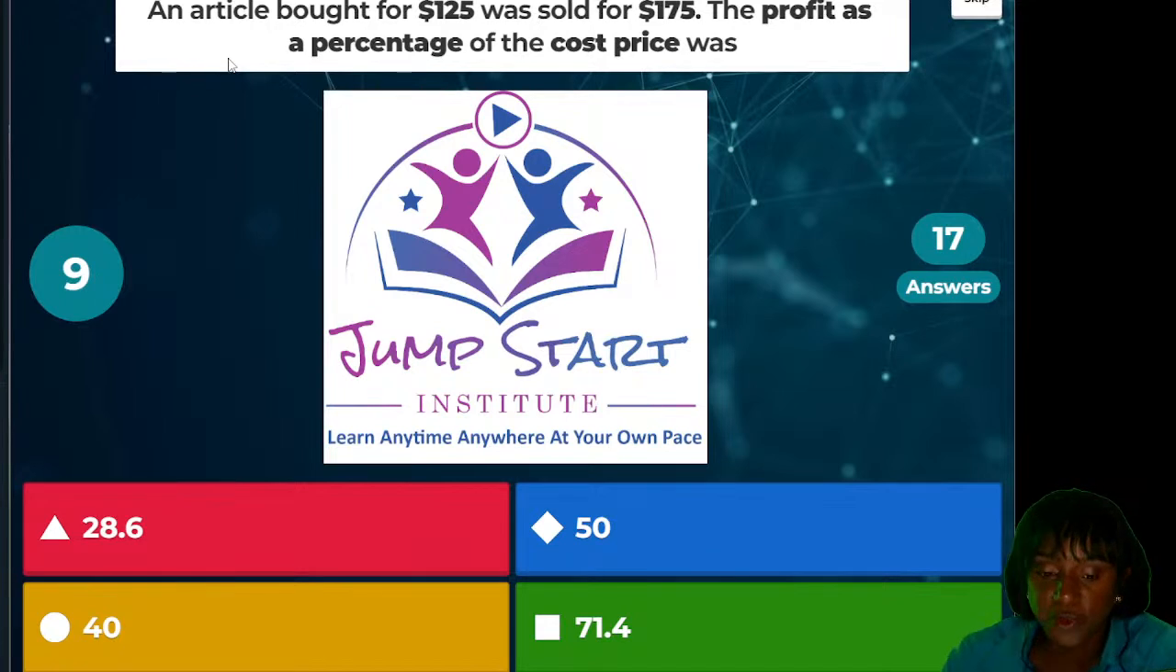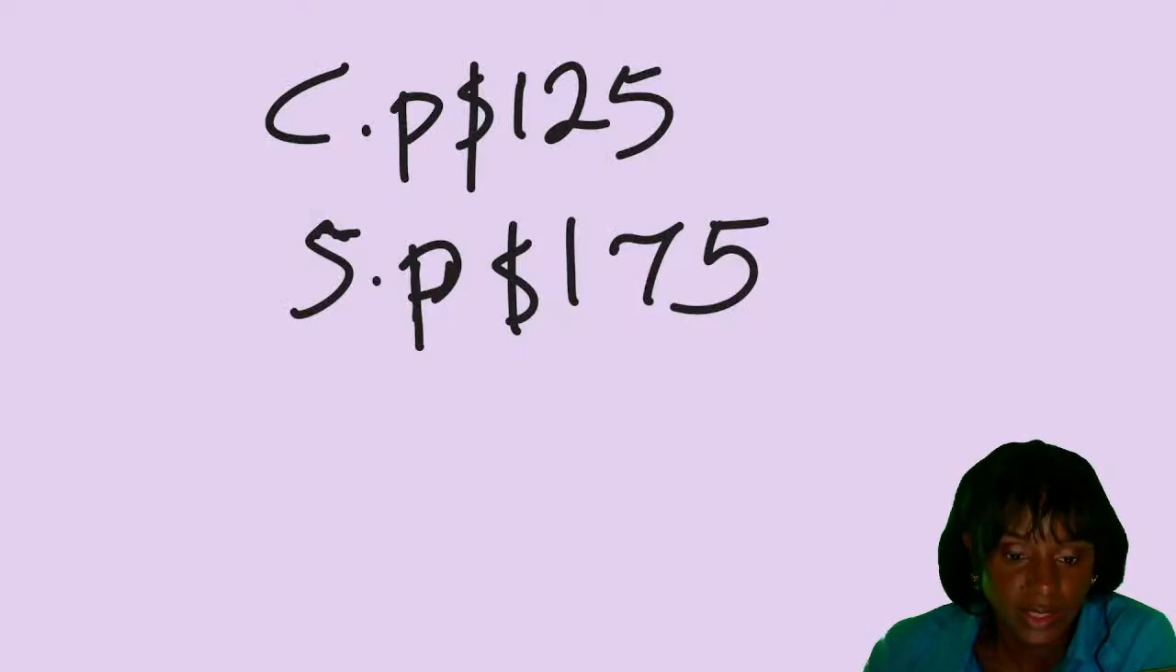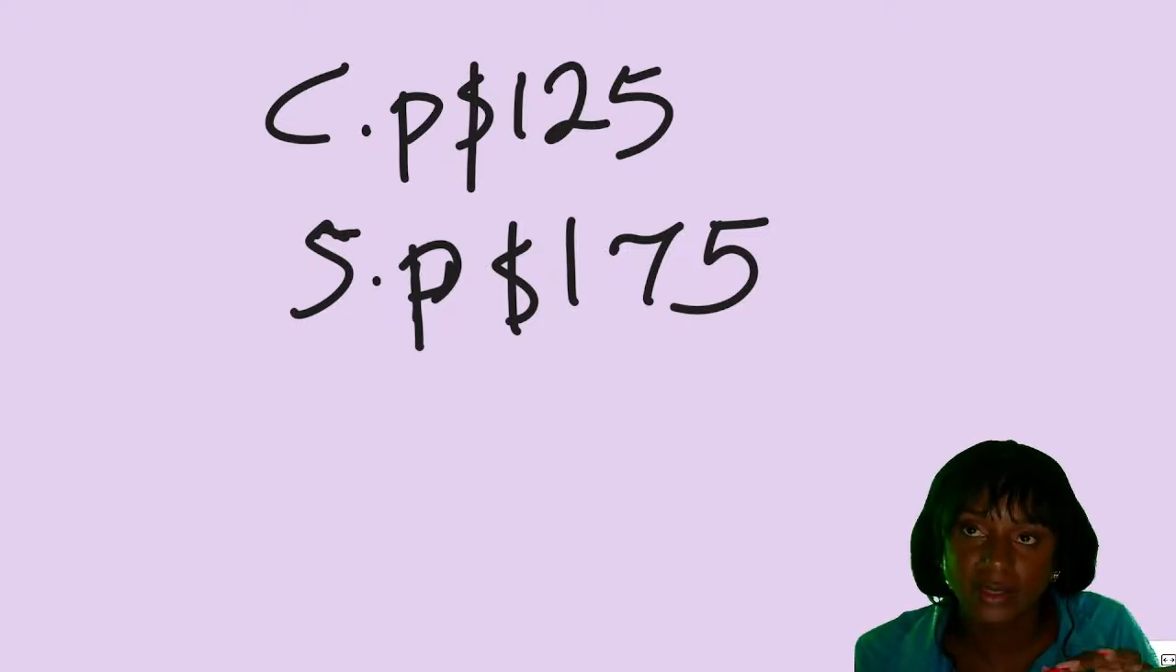Okay, so we just have a few more seconds remaining. Let's see how many persons got this correct. Okay, great. However, I see 10 persons, too many persons got this incorrect. So let's see here. The original price of the item was $125. This represents the cost price. The cost price is the original amount. That's the price that the seller paid for the product.